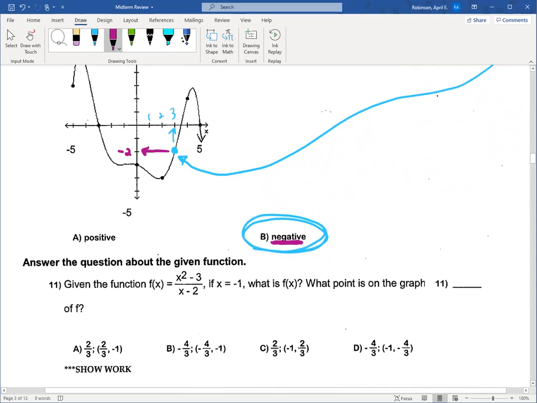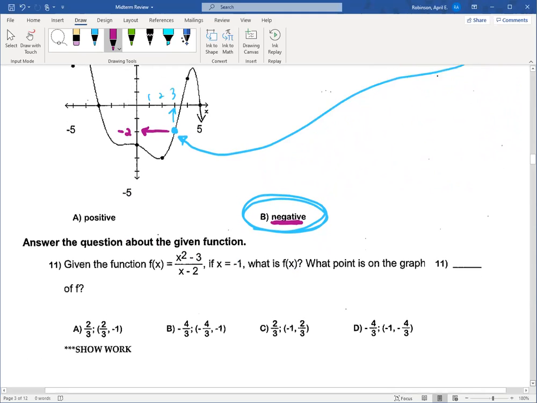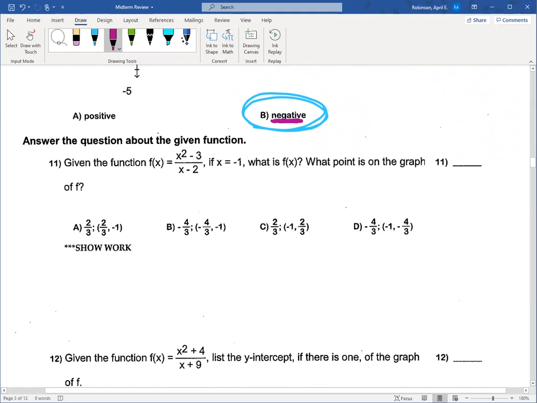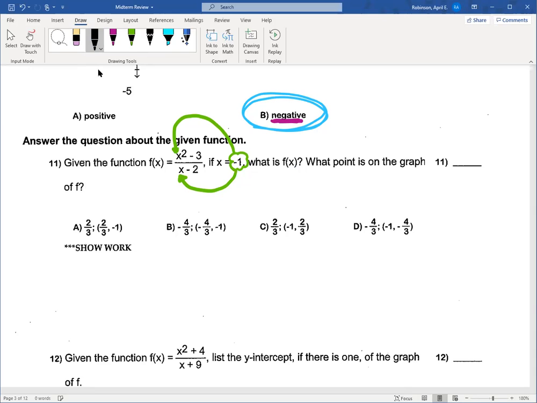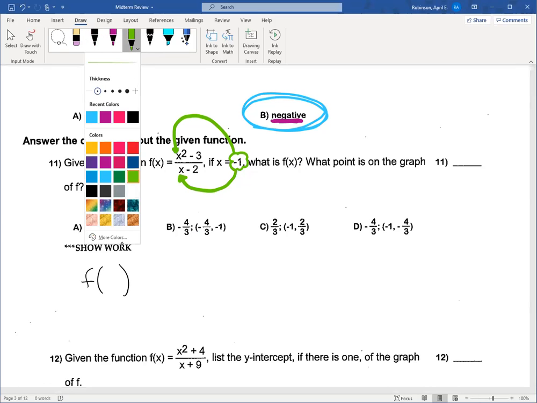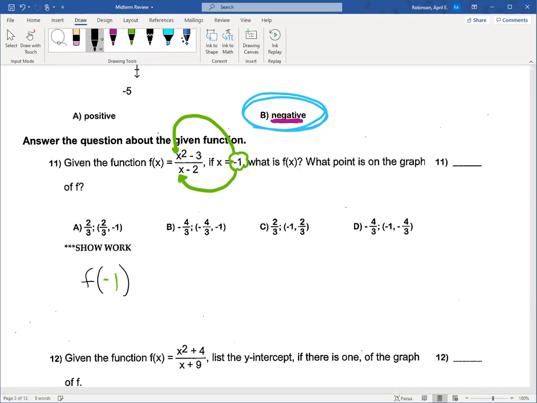Given the function f of x equals blah, blah, blah, if x equals negative 1, what is f of x? And what point is on the graph of f? All right, this is just plugging in and chugging. If x is equal to negative 1, you're simply going to put that negative 1 where this x is and where this x is, and calculate what f of x is equal to. So I'm actually calculating f of negative 1.